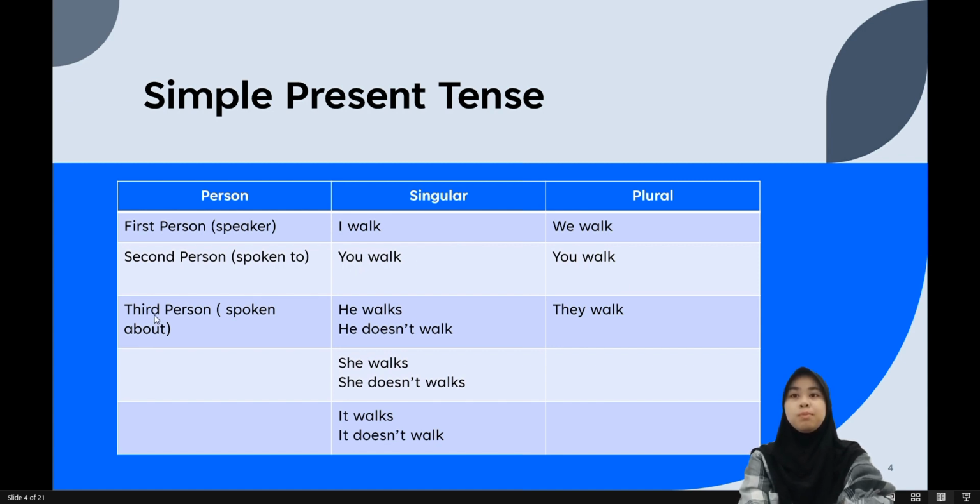And then the third person, spoken about, singular: he walks or he doesn't walk, positive and negative, and it's for men. And the plural is they walk. And then it's for girls or women: she walks and she doesn't walk. And it's for a noun: it walks and it doesn't walk.